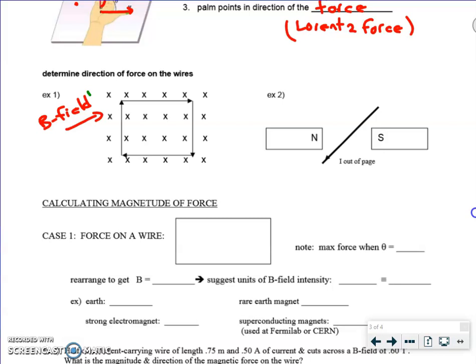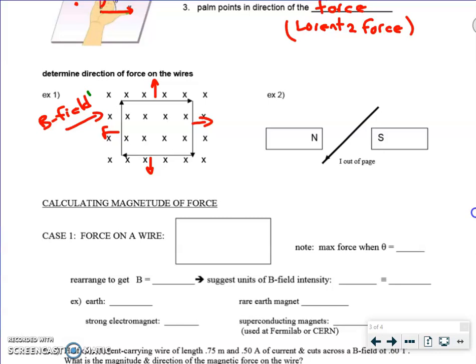Okay, so if you did it right, you should have had an upward force here, a rightward force here, a leftward force here, and a downward force. I can't really show you what I'm doing, but I can describe it. For this one, I take my right hand. Why my right hand? Because we're assuming this is current going through the wire, and current always uses the right hand. I'm going to point my thumb to the right. The magnetic field is into the page, so I point my fingers into the page, and when I do that, my palm is pointing upward. Then I do the same thing for each of the other segments.